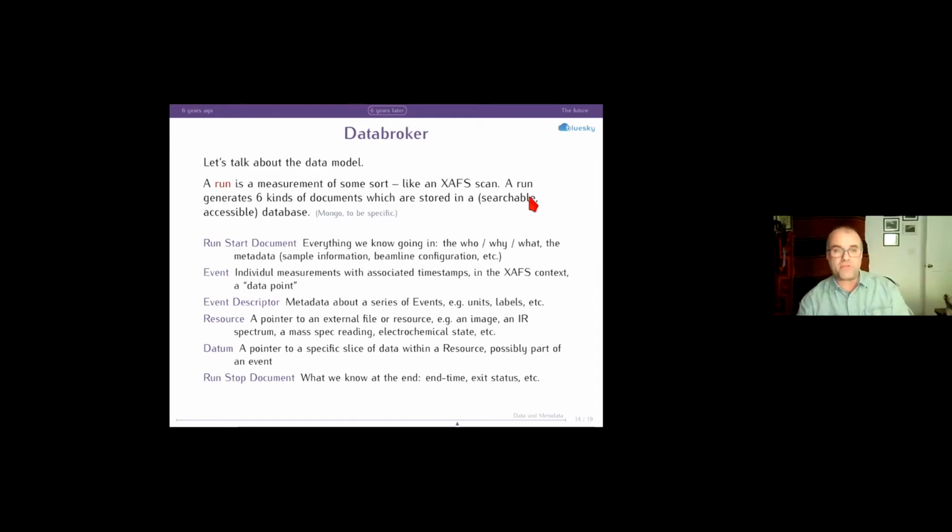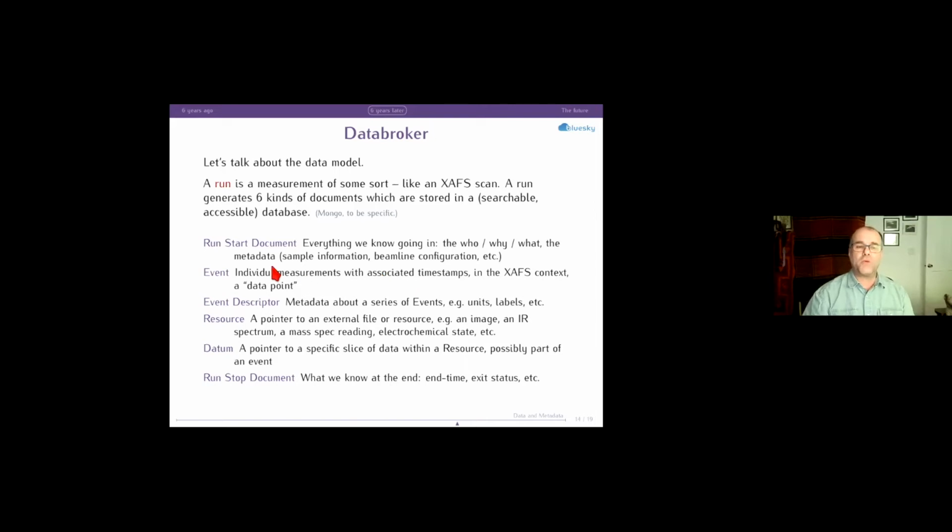It might be something simpler or more complicated than an XF scan, but it's sort of an atomic chunk of an experiment. The run generates 6 kinds of documents, and those documents have a schema, they're well defined, it is knowable what's in the documents, they can be accessed, they can be searched, and they come in 6 varieties.